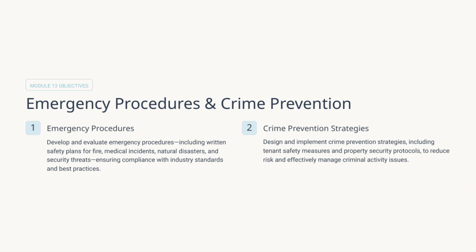Next, we need to develop and evaluate emergency procedures. This involves creating detailed written safety plans for various situations such as fires, medical incidents, natural disasters, and security threats. It's essential that these plans are not only comprehensive, but also compliant with industry standards and best practices. Connecting these points to our overall theme, effective crime prevention and emergency planning are key components of a robust safety management system. They help us protect residents, staff, and property, ultimately fostering a secure and resilient community.